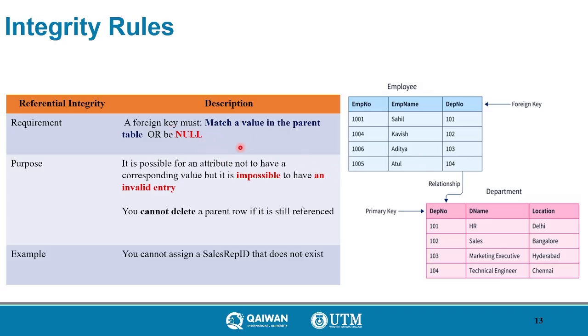For the foreign key, it must match a value in the parent table or be null. Either it is 101, 101, 102, 102, 103, 103, 104, 104, or maybe it is null, no problem with the null, as long as it is a foreign key. But for the primary key, null is not allowed. It's possible for an attribute to not have a corresponding value, but impossible to have an invalid entry. So it's okay if it was null, but it is not okay if, for example, this one was 105.